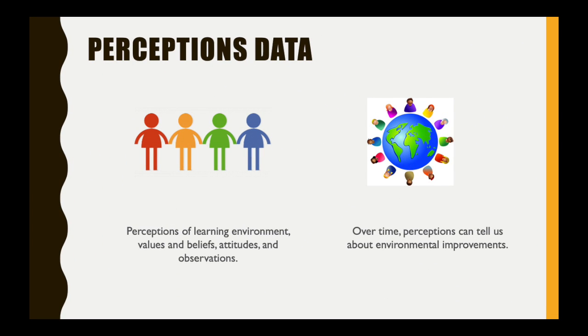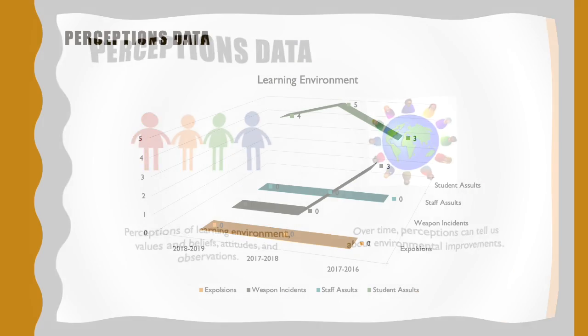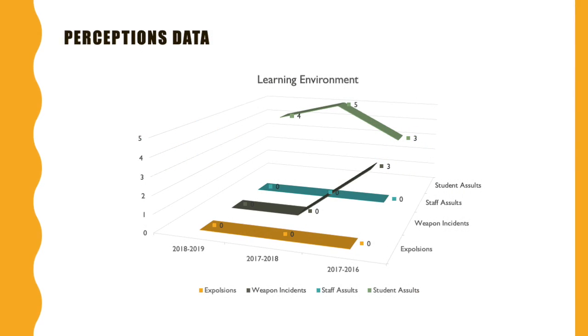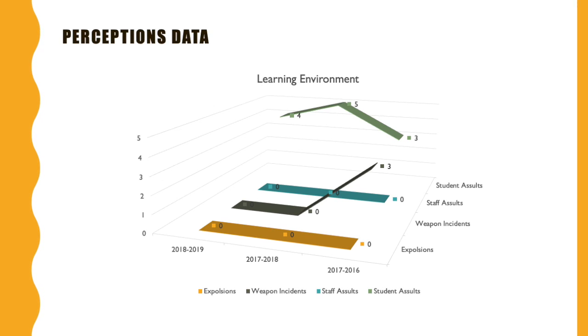The second important type of data is perceptions data, which includes the perceptions of the learning environment and the values, beliefs, attitudes, and observations of many people. Over time, this type of data can tell us about the environmental improvements in the school. The environment in which the students come into will determine this type of data.